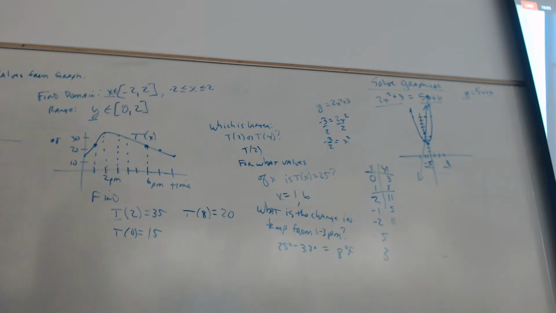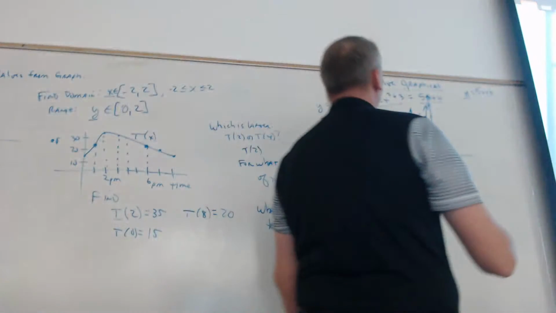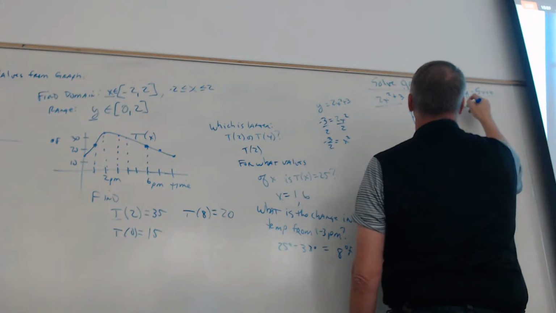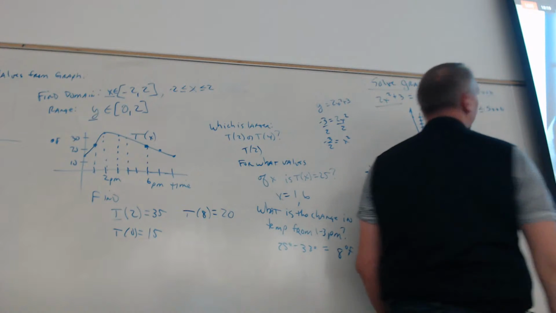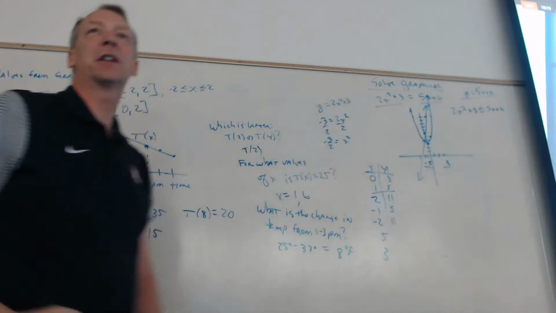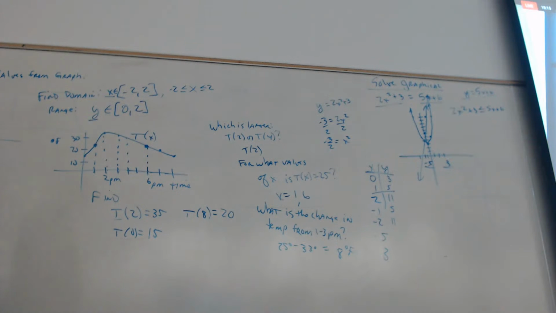Now the question is, this is the more interesting question. Where is 2x squared plus 3 less than or equal to 5x plus 6? This is more the type of question that I would do. Okay?